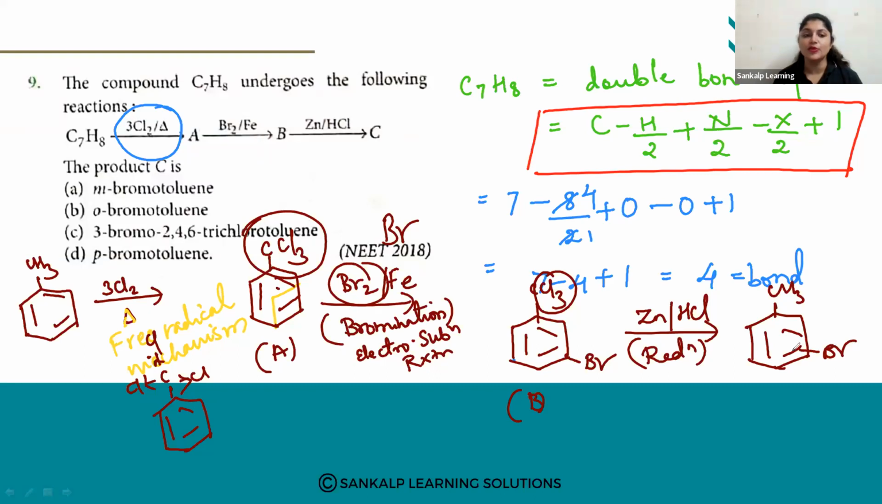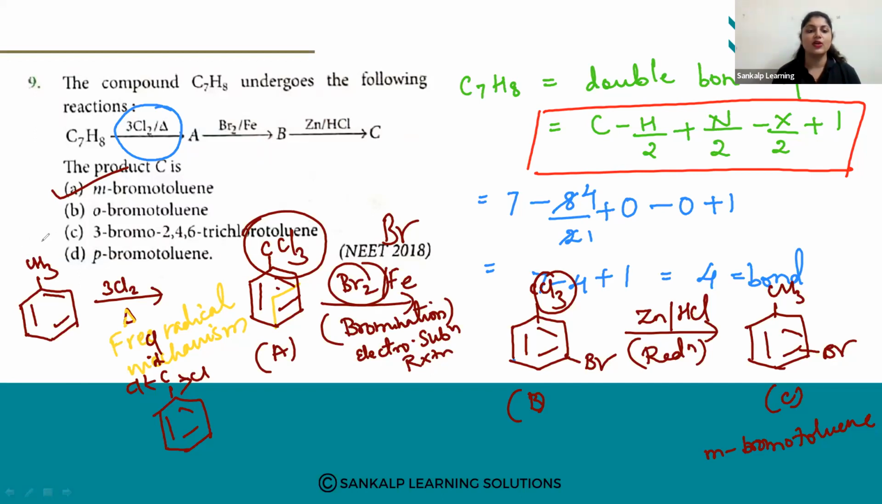What is the name of the compound? Which is the compound C? It is metabromotoluene. Okay, so these are the steps you have to follow. In the first step, what is happening? Halogen Cl2 is present, so because of the presence of halogen, it will undergo a free radical mechanism when you are heating it with 3 moles of Cl2.